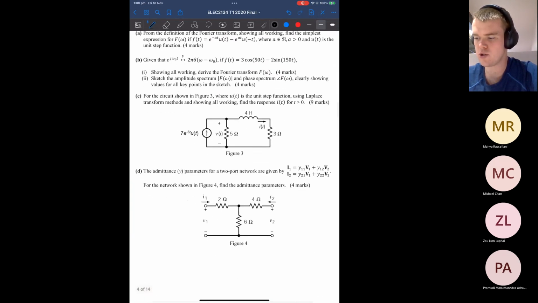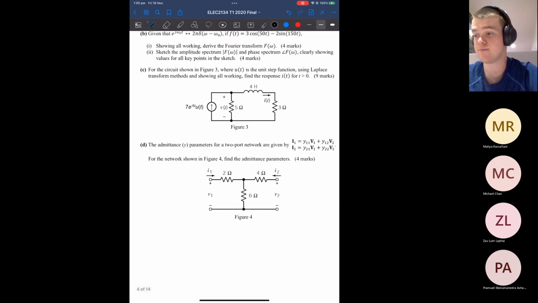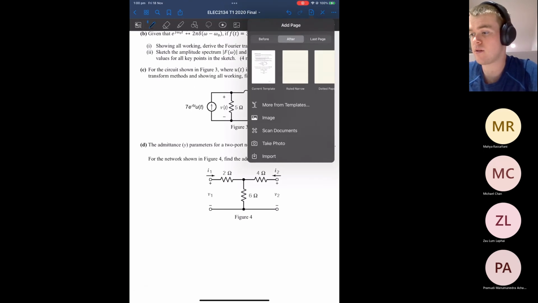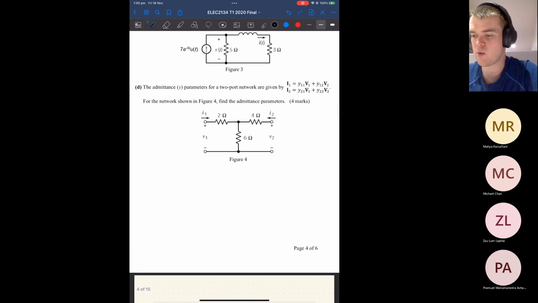Okay. Then we get to question 2. I'm going to work my way backwards this time. Why not? Change it up. So the first one here, we have a 2-port network, which hopefully you remember from this week's lab.